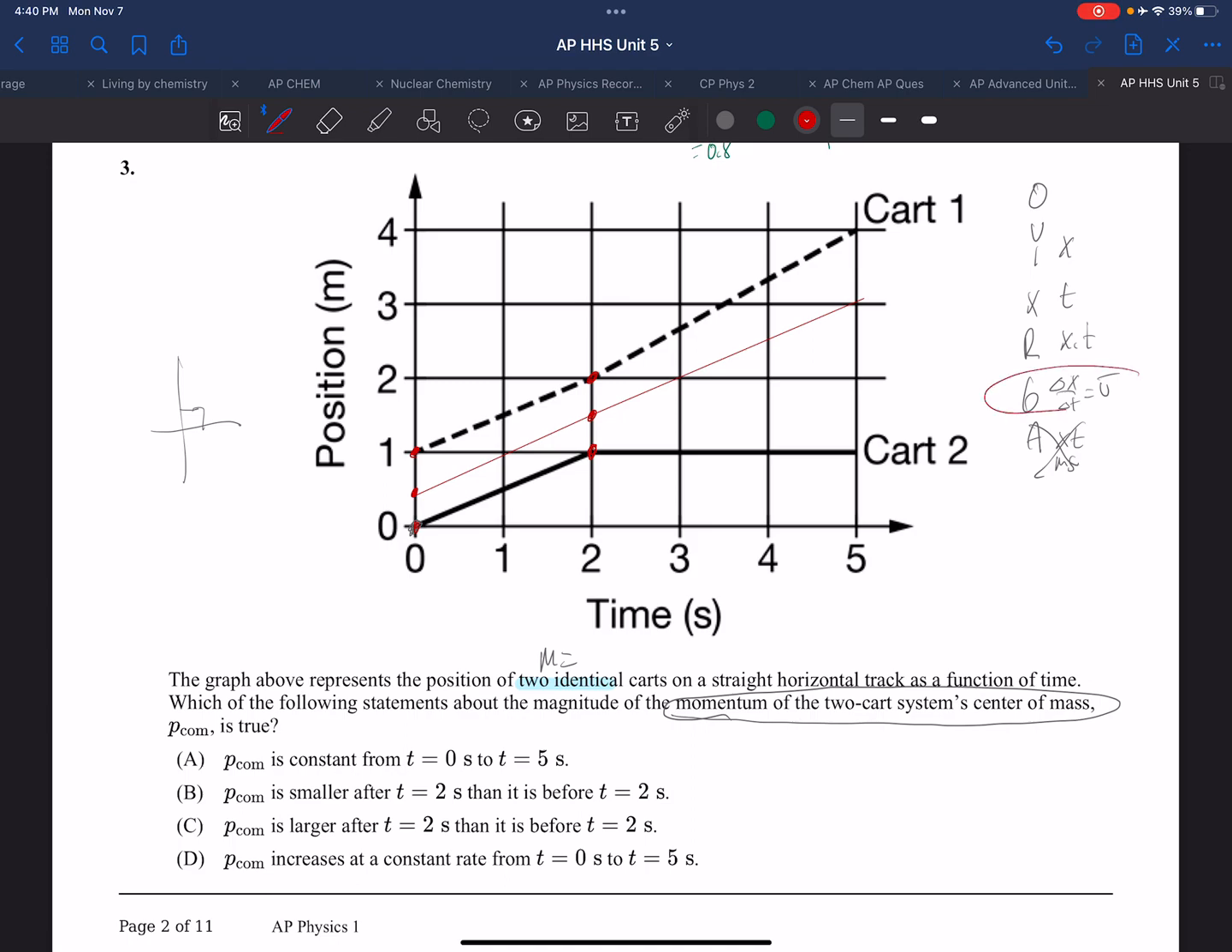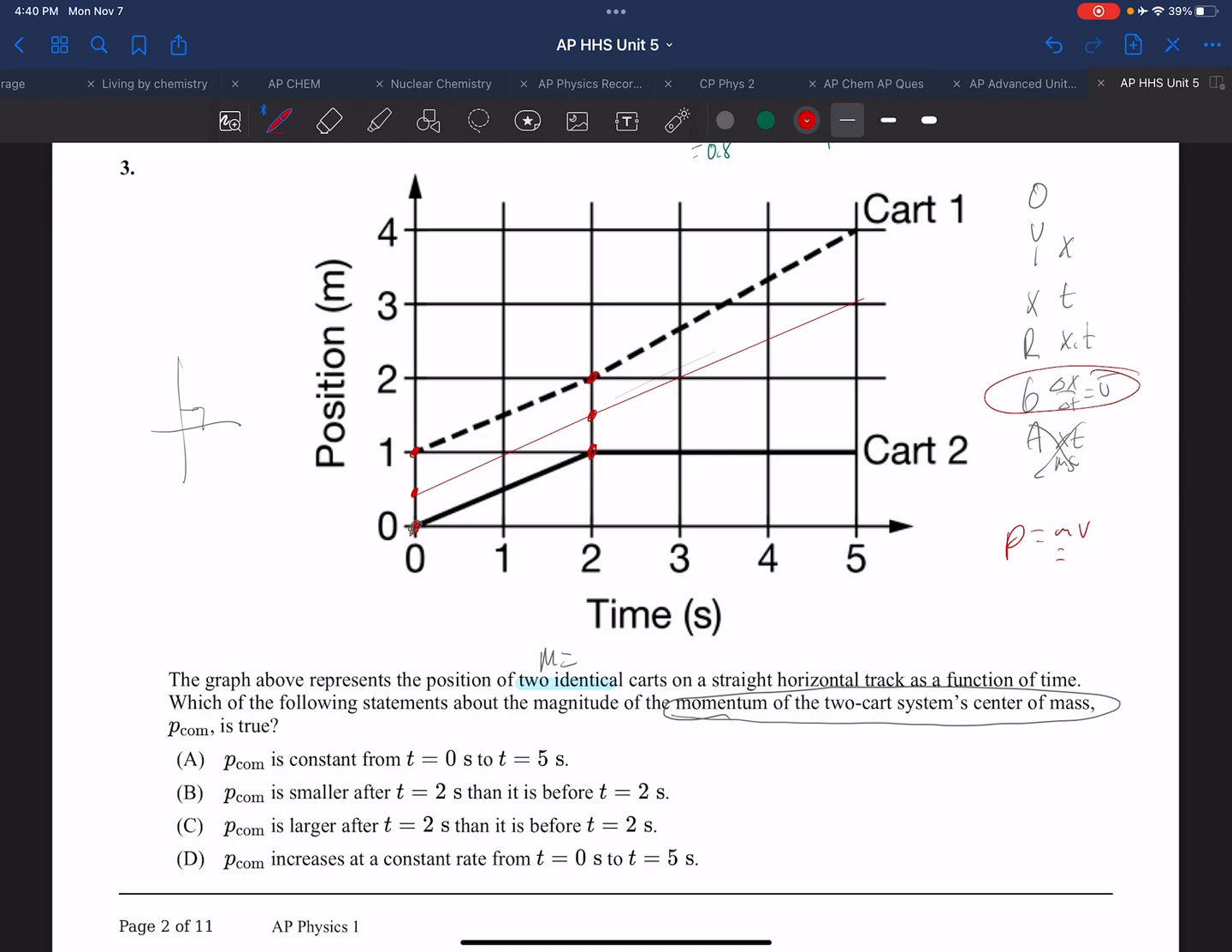Because the slope is the velocity, and momentum is mass times velocity, the mass remains the same. And if the velocity remained the same, the momentum would be the same. But we can see there is this deviation from point 2. So that's what it would look like if it were the same.